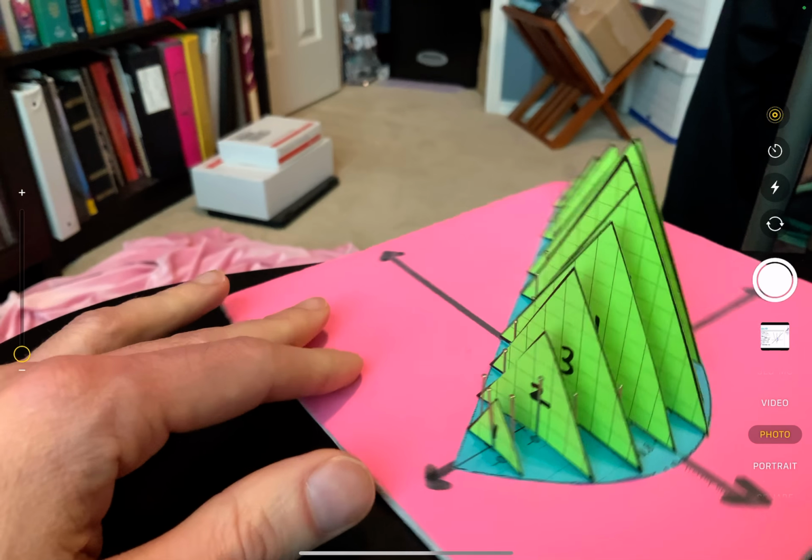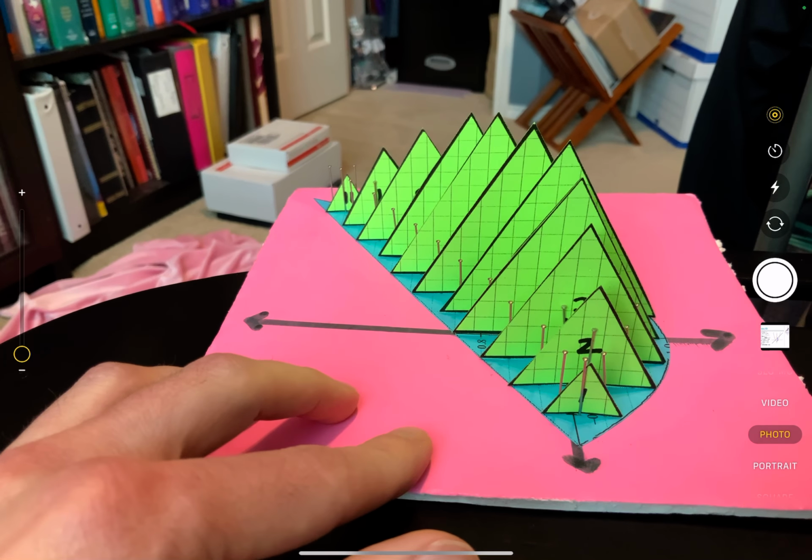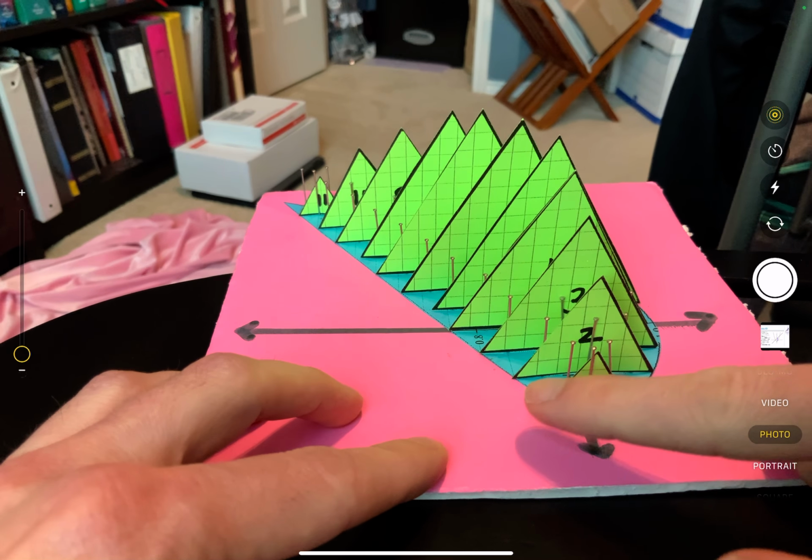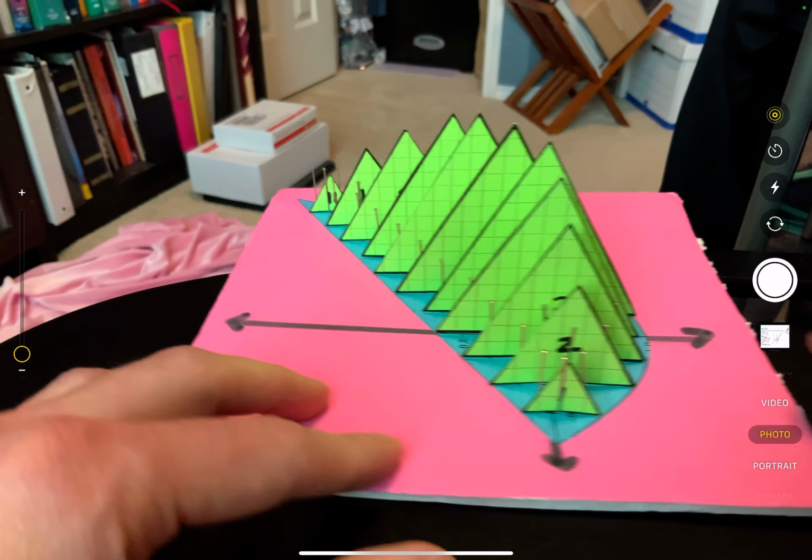Ta-da! All right, so you can see our equilateral triangular faces where the base length is basically the distance between the two points, corresponding points on our functions.